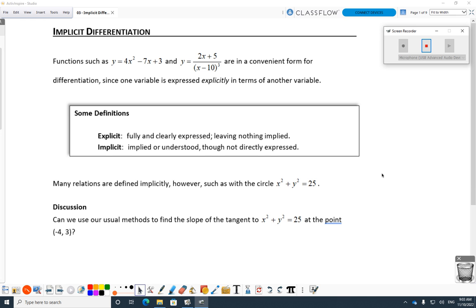Okay, so it starts with functions such as y equals 4x squared minus 7x plus 3 and y equals 2x plus 5 over (x minus 10) cubed are in convenient form. I mean, you might think it doesn't look that convenient because that's like a quotient rule with a chain rule inside, but it is at least y equals. That's what explicit means, since one variable is expressed explicitly in terms of another variable. So first level of understanding, explicit means fully and clearly expressed, leaving nothing implied. That is, for our purposes, it'll say y equals, and we'll know what the function y is.